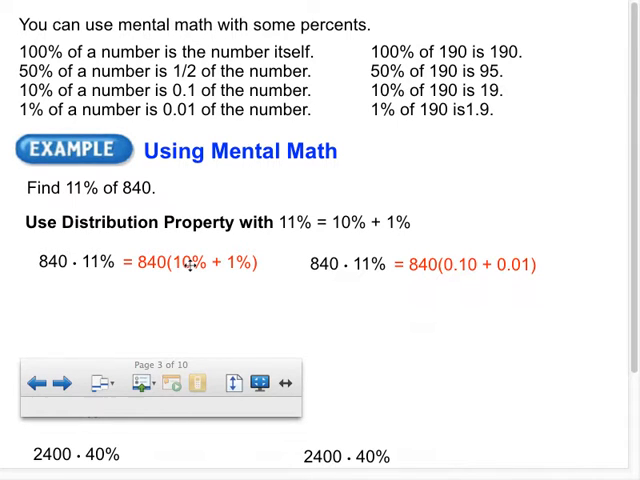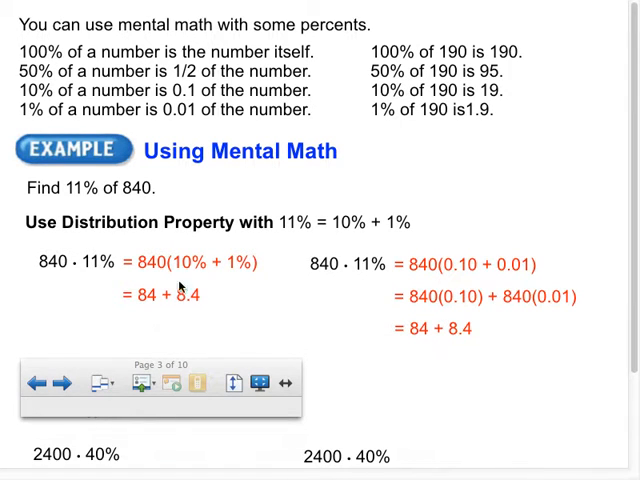Move it how many places? One place. If I'm multiplying by 1%, how many places am I moving it? 2 places. Okay, so here we go over here. Boom. Here's what it looks like over here. I'm going to move it 2 places. Here, again, moving it 2 places for 1% or 100ths, and moving it 1 place for 10% or 1/10.